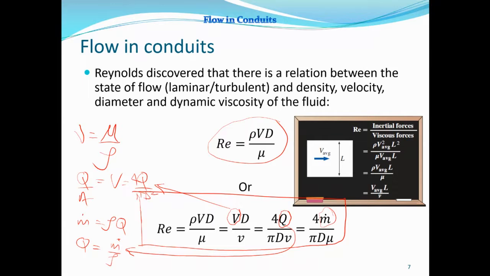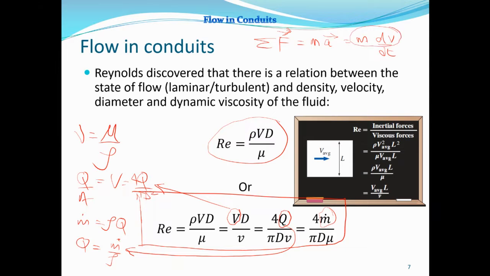The Reynolds number is simply defined as the ratio of inertial forces to the viscous forces. What are inertial forces? Inertial forces are the forces acting on a body according to Newton's second law of motion, that the vector sum of all forces acting on a body is equal to the mass times the acceleration, and acceleration is simply dv/dt.